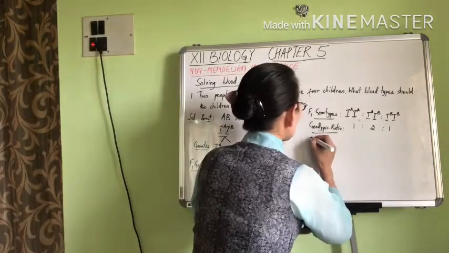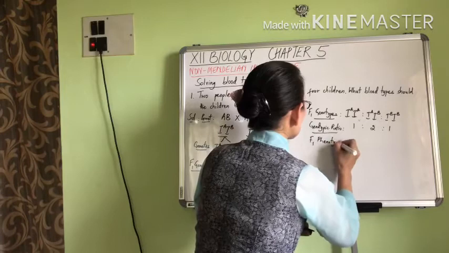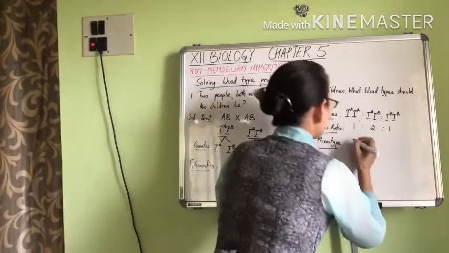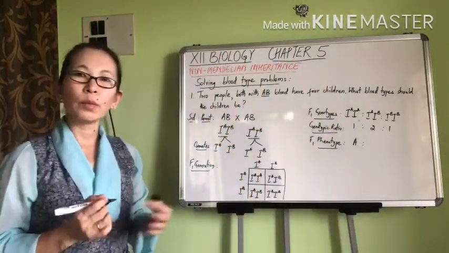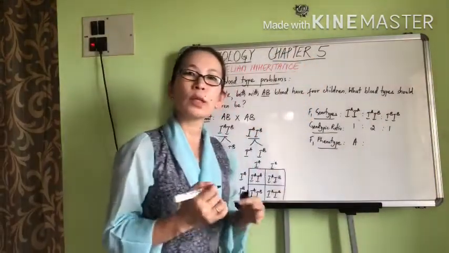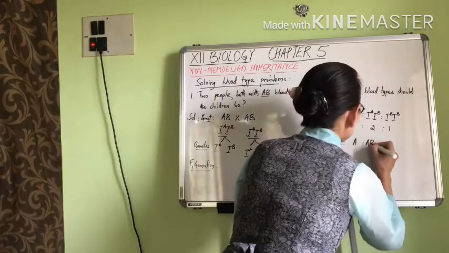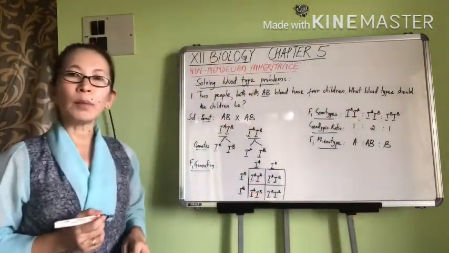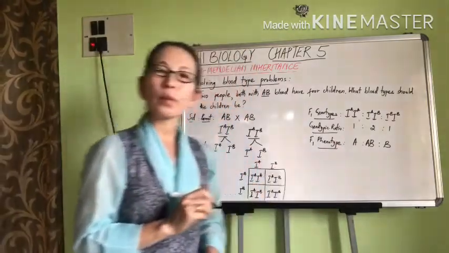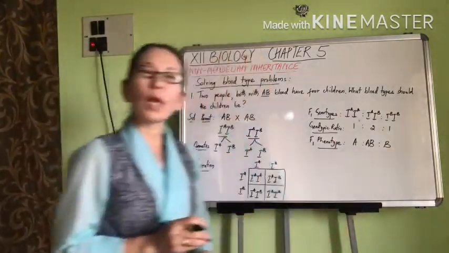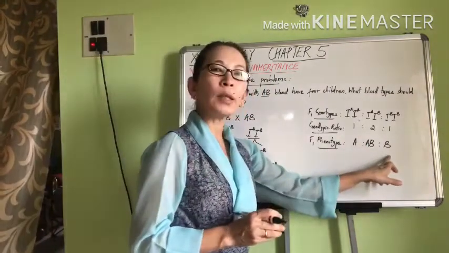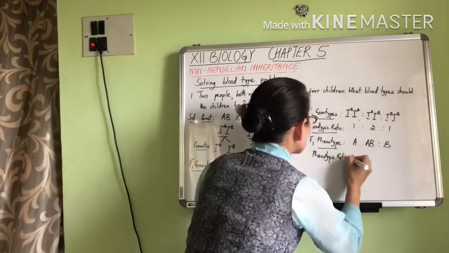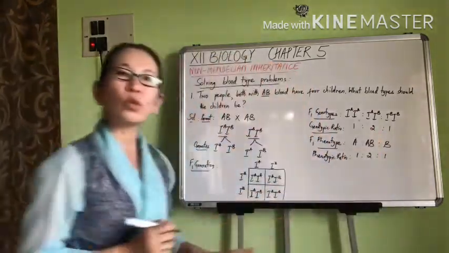Now we need to know the F1 phenotype. We can predict the phenotype from our knowledge of the genotype. So IAIA would be A blood type, as both are homozygous. IAIB, we know it is codominant, so it is going to be AB blood type. And IBIB homozygous is going to be B blood type. So in their 4 children, they can have 3 different types of phenotypes, which are A, AB and B, and this can be in a ratio. What about the phenotypic ratio? The phenotypic ratio is again going to be 1:2:1.